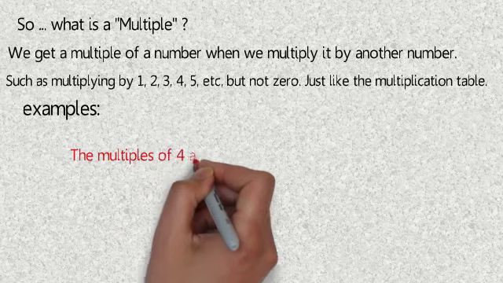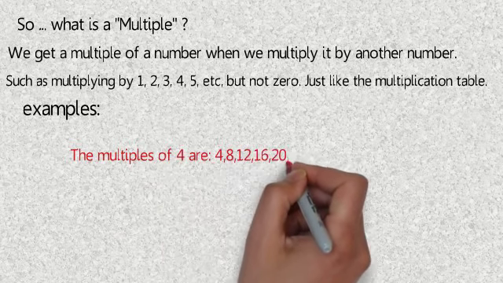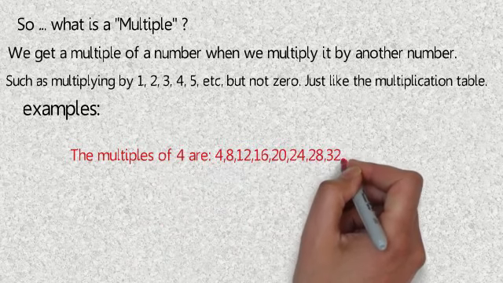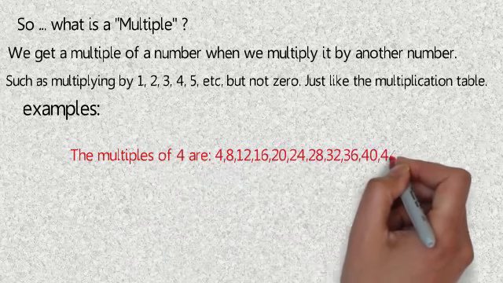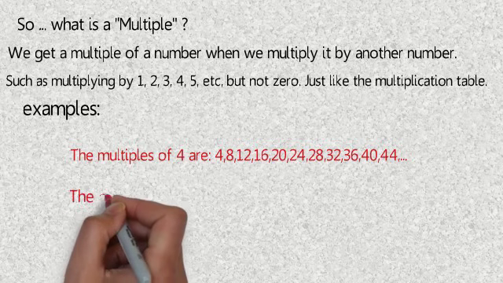Here are some examples. For the multiples of 4, if you multiply 4 by 2, you get 8. If you multiply 4 by 3, you get 12. 4 by 4, you get 16. 4 by 5, you get 20. 4 by 6, you get 24, and you can go further.